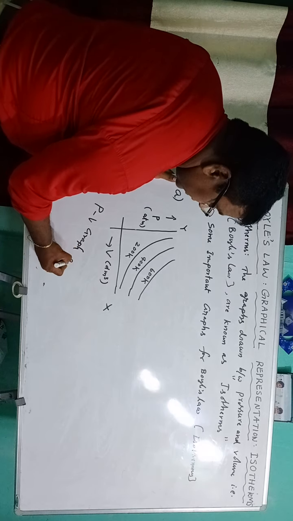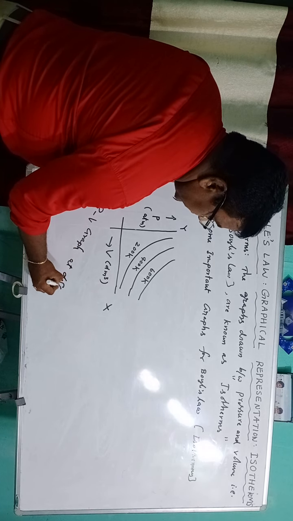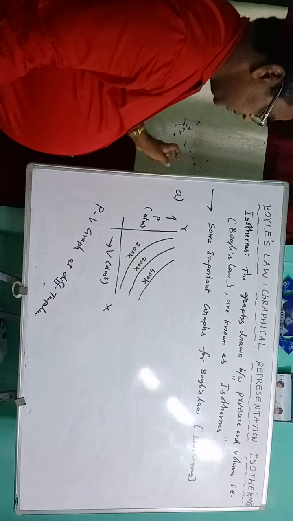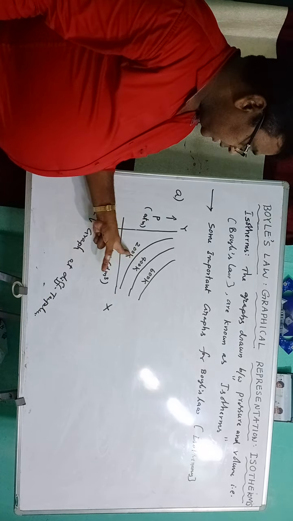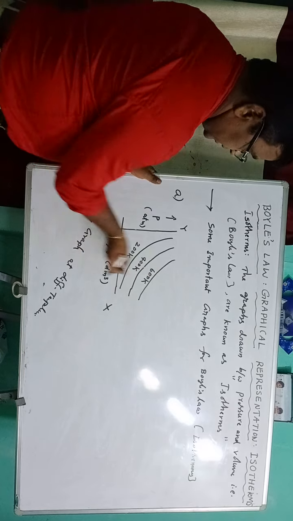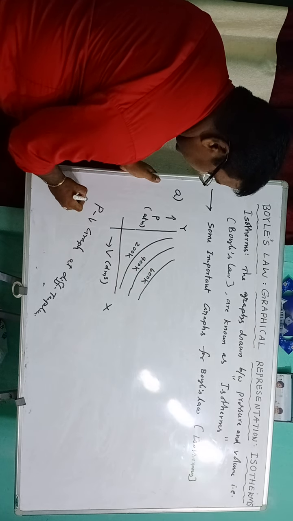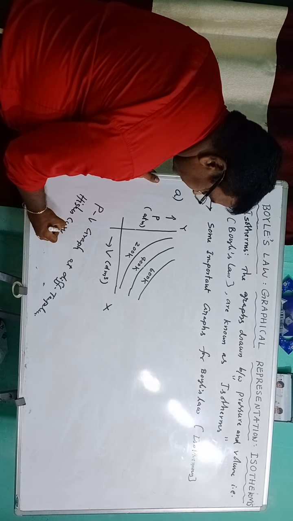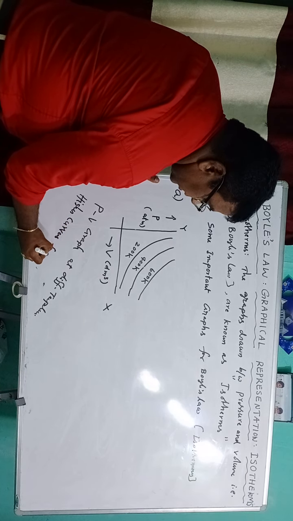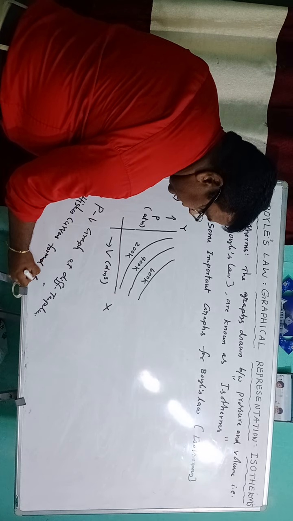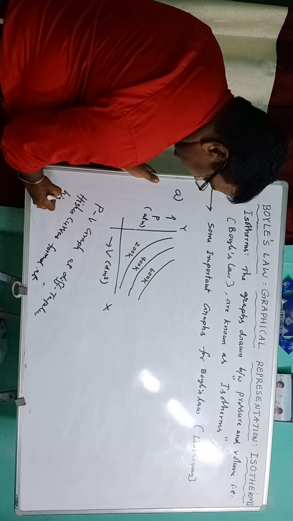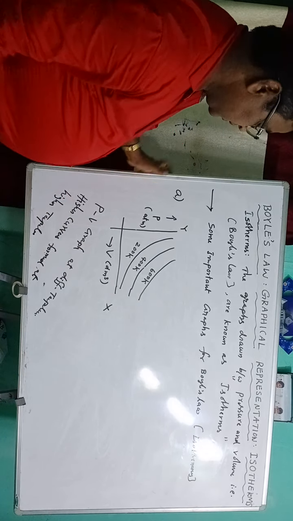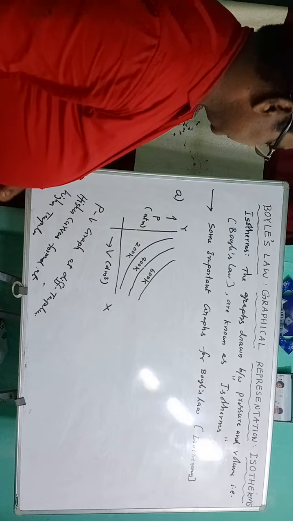So this is the pressure-volume graph, PV graph at different temperatures. Higher curves are formed at higher temperatures. So this is the first isotherm.